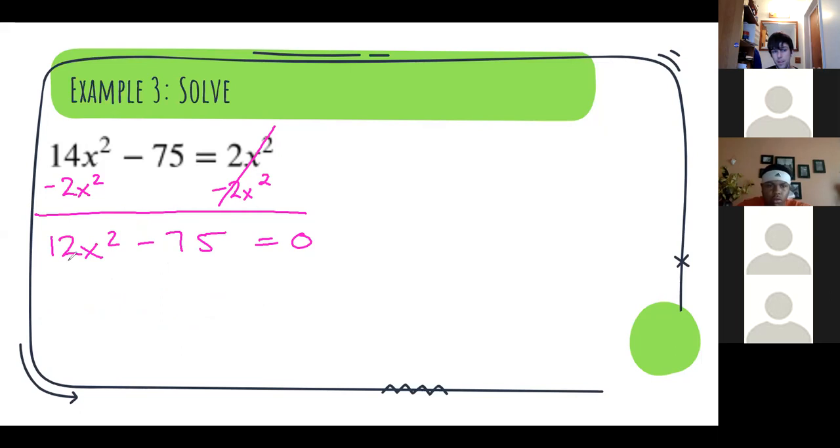12 and 75 are not perfect squares, so I got to do something else first. I got to factor by GCF. So I wanted to throw one of these in there. So I have to find a greatest common factor here. And the only one I can find is 3. Both of these are divisible by 3.